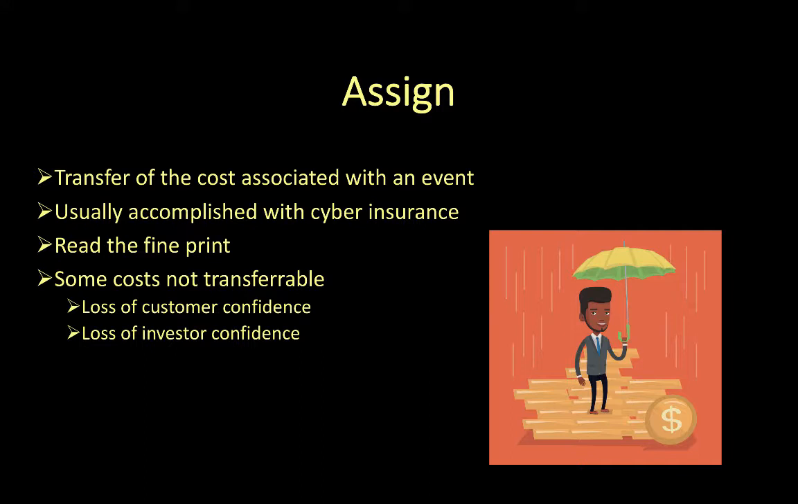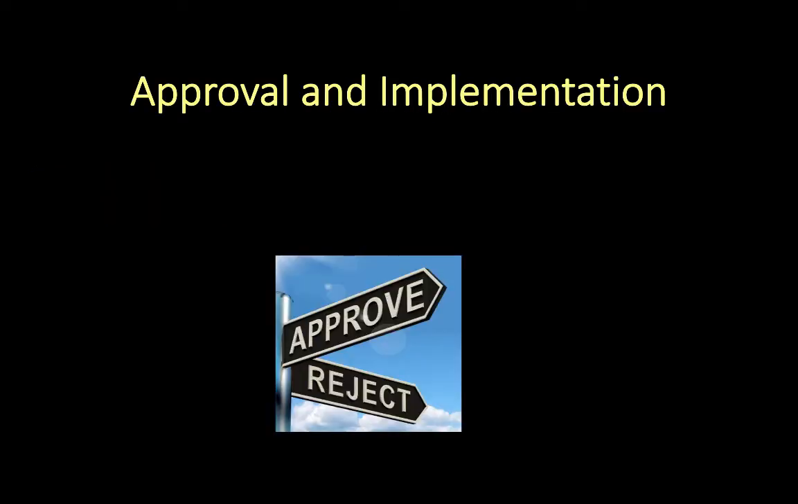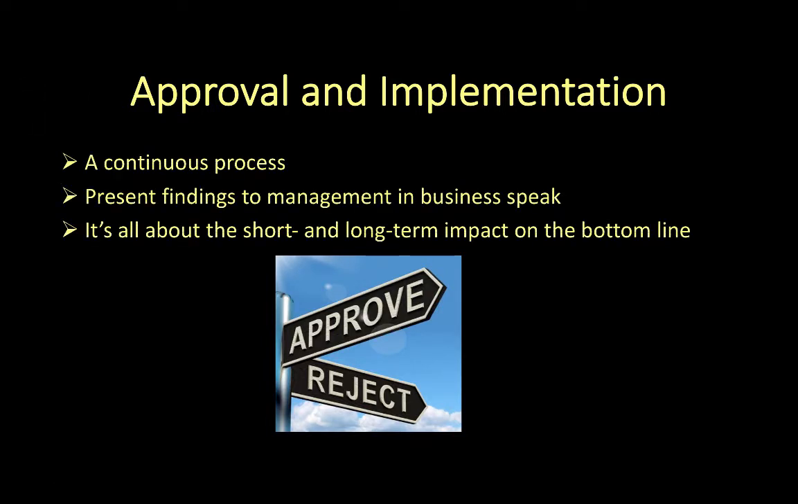What management can never transfer, however, is ultimate responsibility for ensuring the continued operation of the organization. The other costs not transferable are associated with loss of customer and investor confidence, both short-term and long-term. The approval and implementation process is not a project. It is a process. It continues after the initial BCP project ends. What follows is the documentation and implementation of initial BCP. Following this, we'll take a look at how we integrate a BCP process into all process and infrastructure changes.